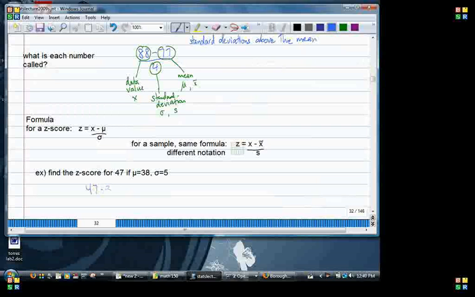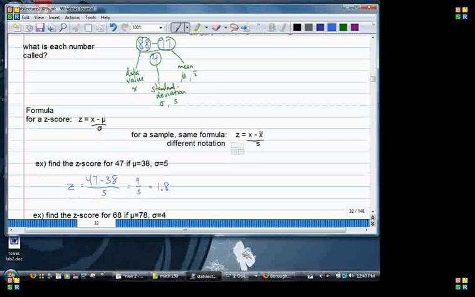47 minus 38. And remember, this is what z equals, so I always set it up like that. Z equals 47 minus 38 over 5. It's your data value minus the mean divided by the standard deviation. 47 minus 38 divided by 5. If you work that out, it's 9 over 5, which is 1.8.